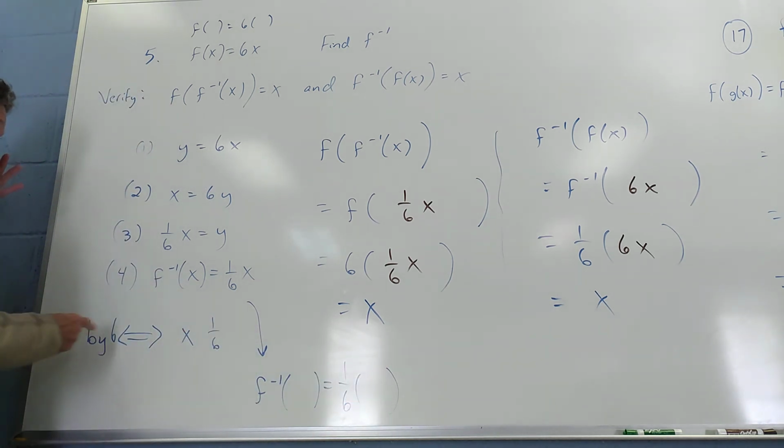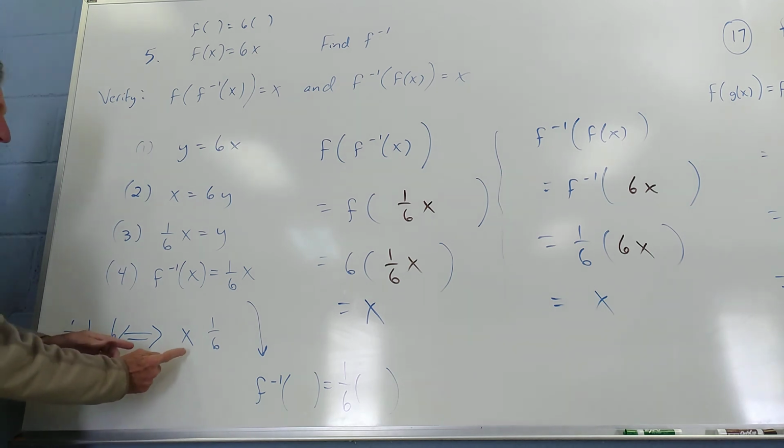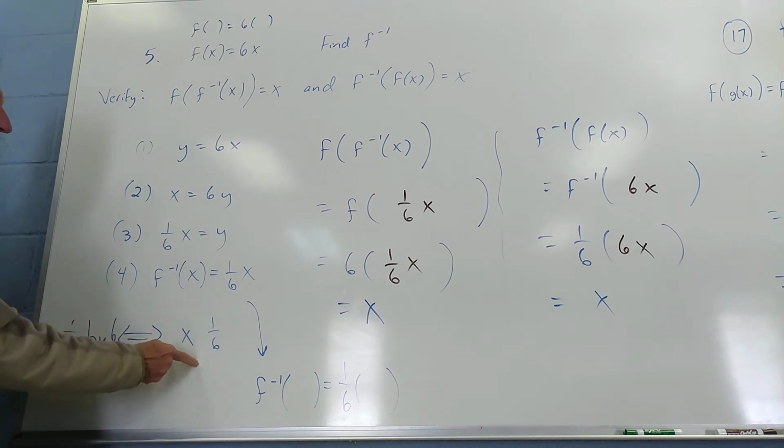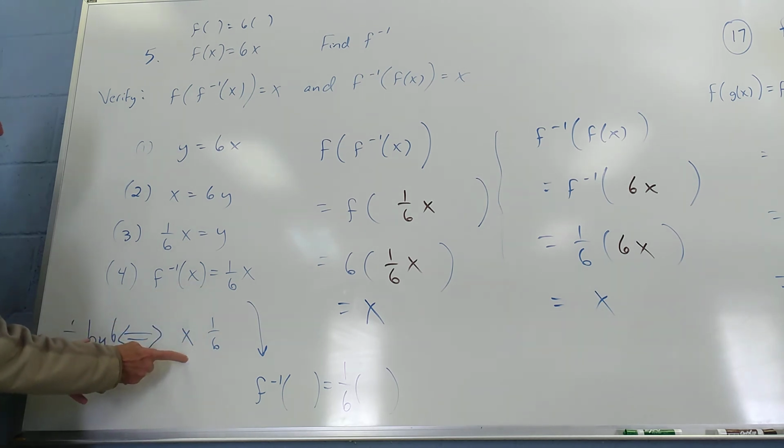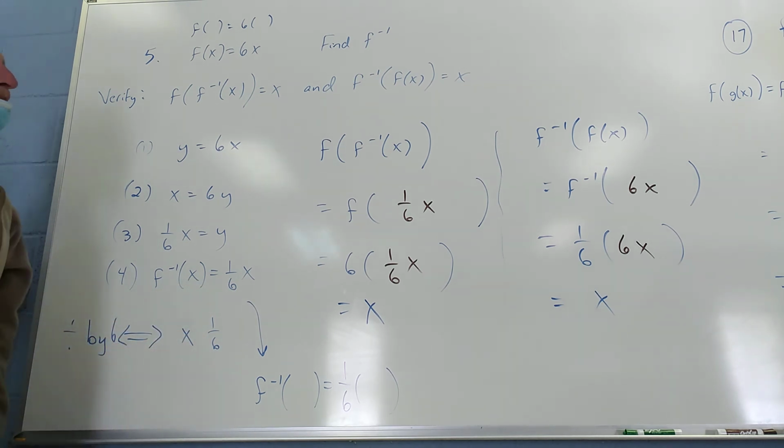What this discussion was about was we repeated by example that if one divides something by 6, that is equivalent to multiplying something by 1/6. So don't confuse this x with that x. That's a variable. This is a multiplication symbol.